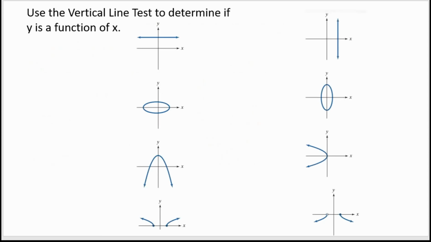Use the vertical line test to determine if y is a function of x. Using the vertical line test, you say yes, is that right? Yes. What about this one? No, because it crosses twice. What about that one? Yes. Well, this one? Yes. What about this one? That's that vertical line. We said that all linear equations are functions except for a vertical line, because by default it fails the vertical line test.